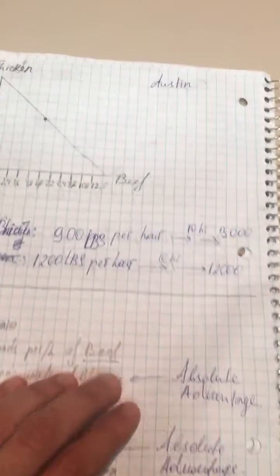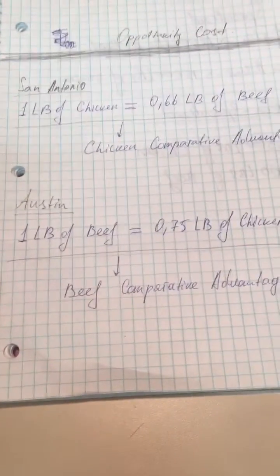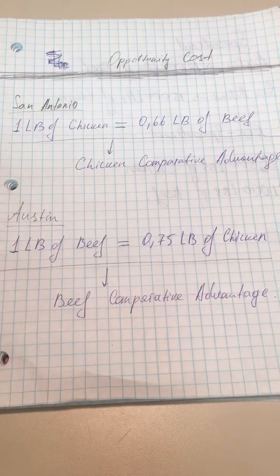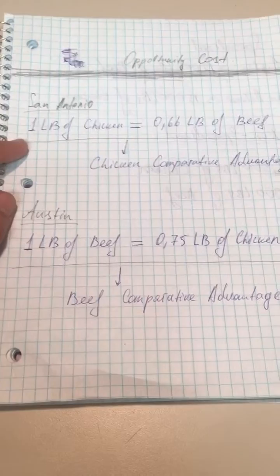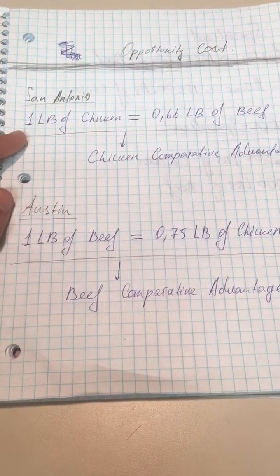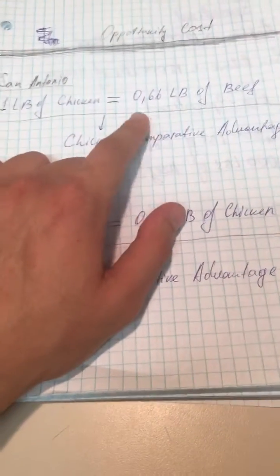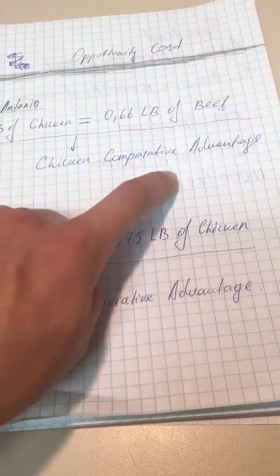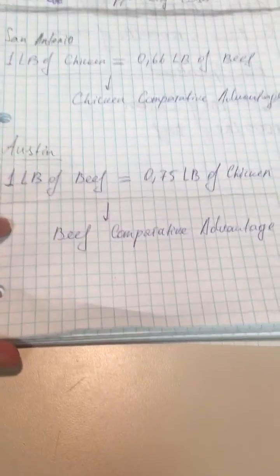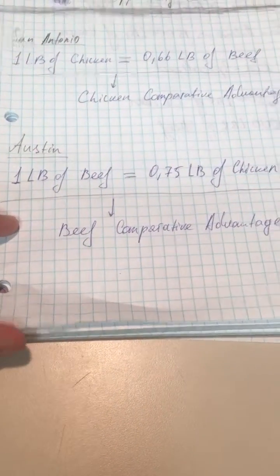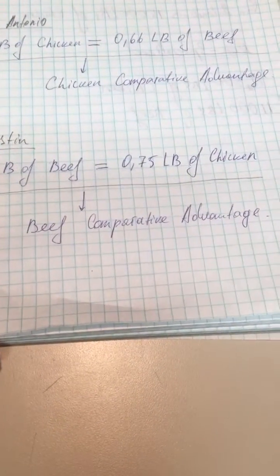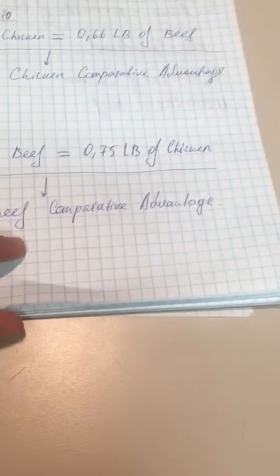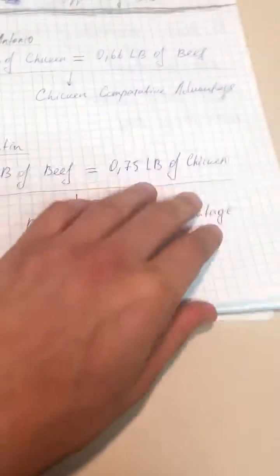The next step is finding out the comparative advantage. Comparative advantage is more tricky. In this case, we need to understand the rules of opportunity cost. For example, viewing the San Antonio situation, we see that per 1 pound of chicken produced, only 0.66 pounds of beef is produced. So obviously chicken has the comparative advantage in this case. In the case of Austin, per 1 pound of beef, there are actually 0.75 pounds of chicken. So we understand that beef has a comparative advantage in Austin.